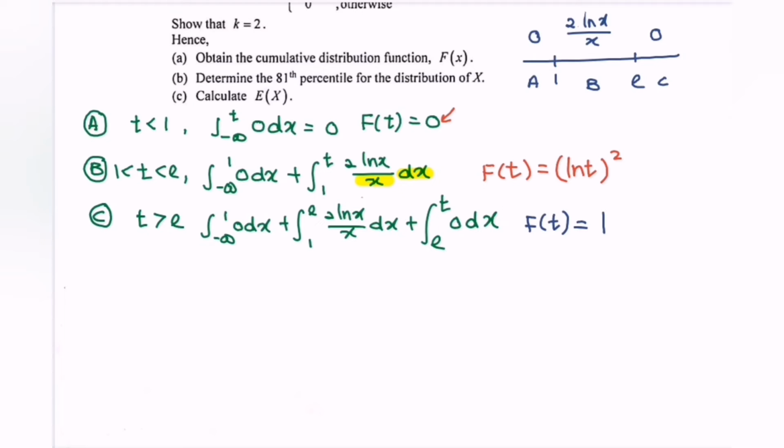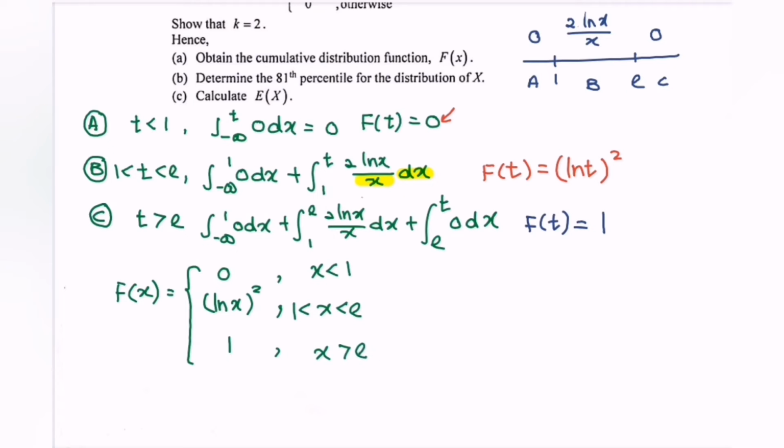Kindly rewrite the situation where we will have the CDF, which is equals to, the first one is 0, followed by (ln x) squared. Finally, we have 1. So refers to the domain on the left hand side where we have x less than 1. Then x is greater than 1 and less than e. Finally, x is greater than e. So here we have the CDF.